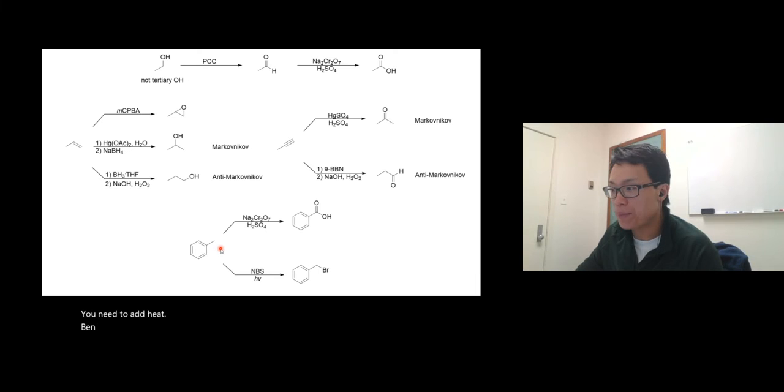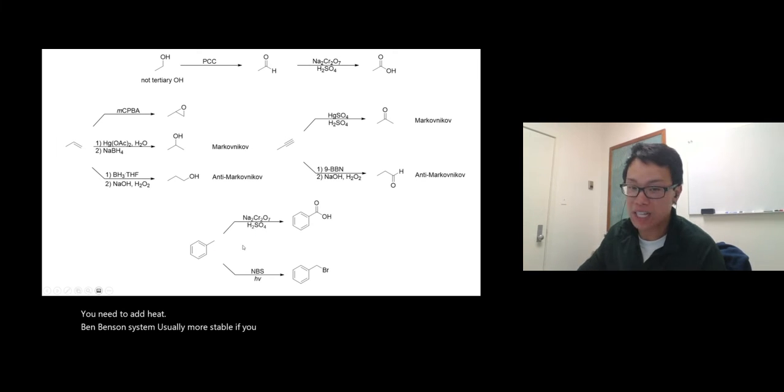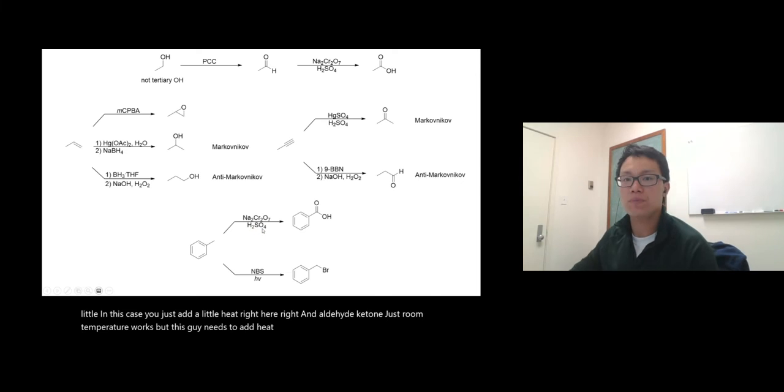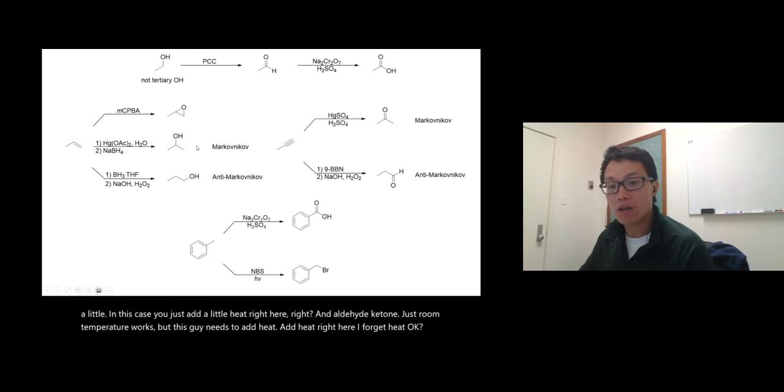Benzene system is usually more stable. If you want the reaction to happen, you have to force it a little. In this case, you just add a little heat right here. In aldehyde and ketone, just room temperature works, but this one needs added heat. I forgot the heat. Okay. All right. So, oxidation.